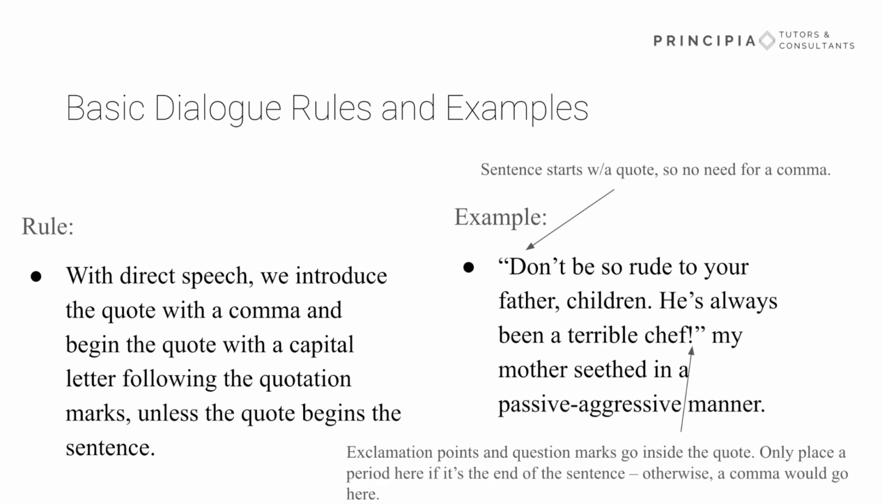And as we move on, there is the exclamation point inside the quote. Exclamation points and question marks go inside the quotes. We would only place a period there if we're ending the sentence with that quotation. Otherwise, a comma would go there in place of a period.